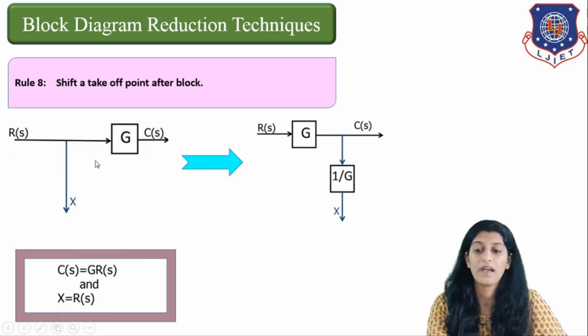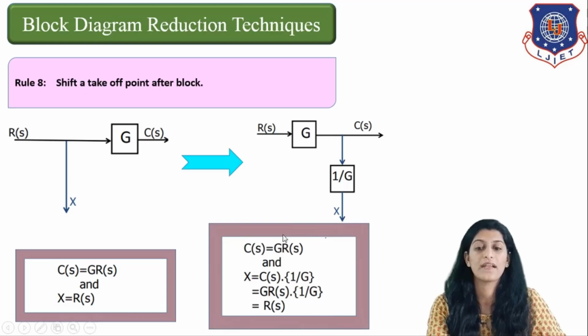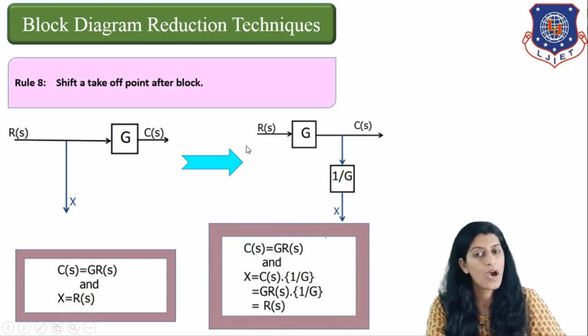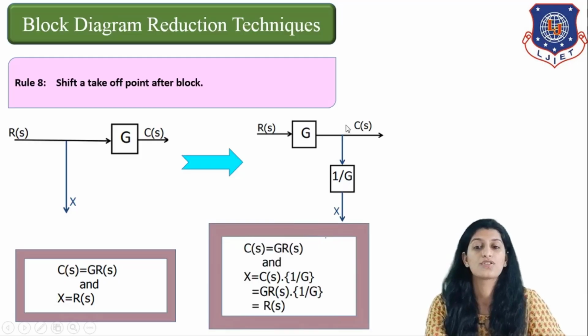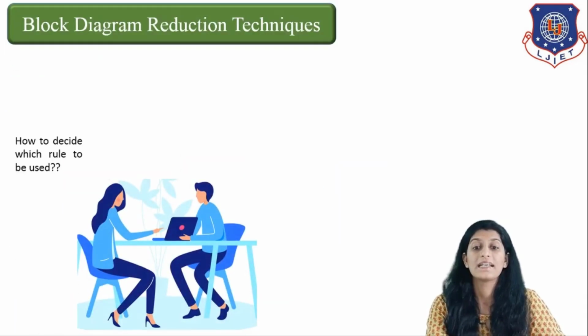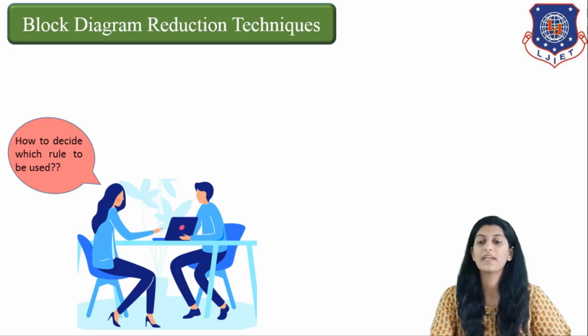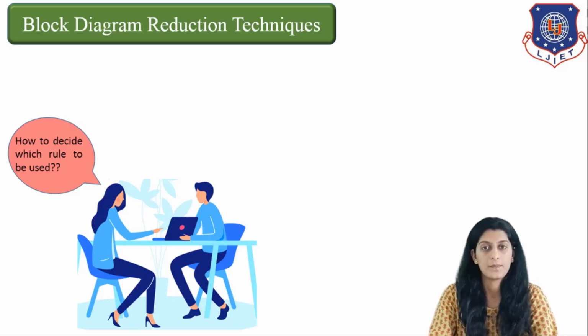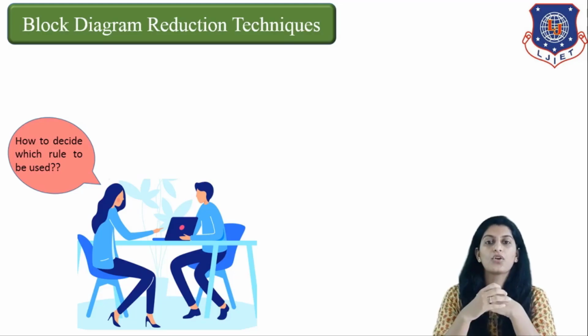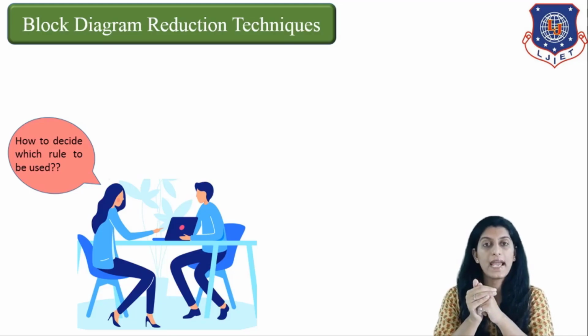And X of S is equivalent to R of S. So in this way, here also you can write C of S equals G into R of S and X equals C of S into 1 by G. Correct. So these are basically the rules for determining a transfer function. Now, as you can see here, we need to deal with decision making: the decision regarding which rule should be selected to solve a given block diagram or to reduce a block diagram.